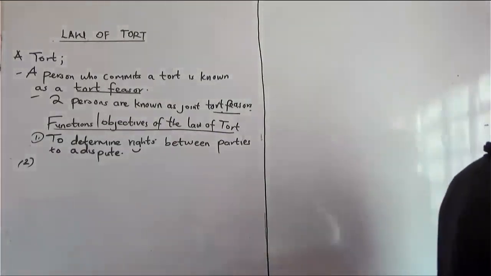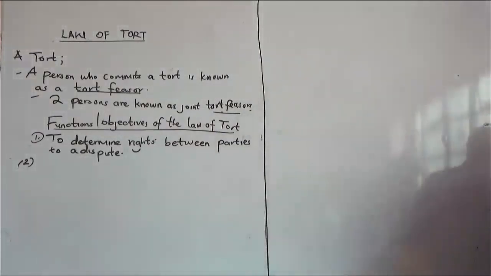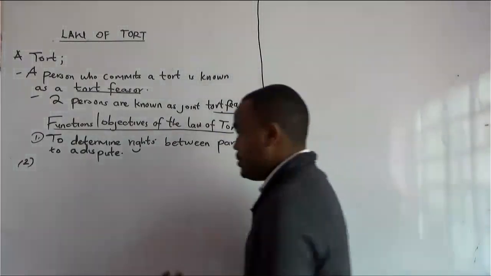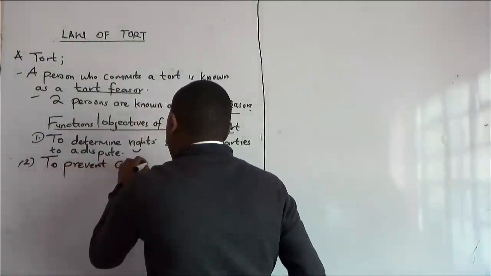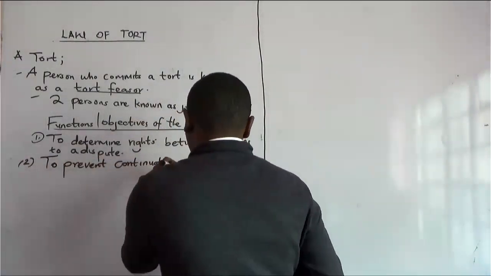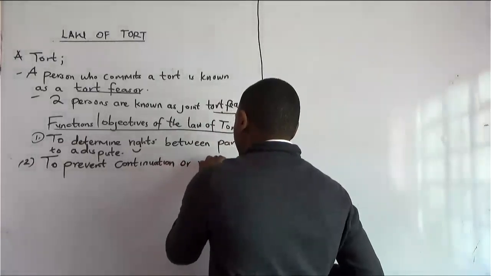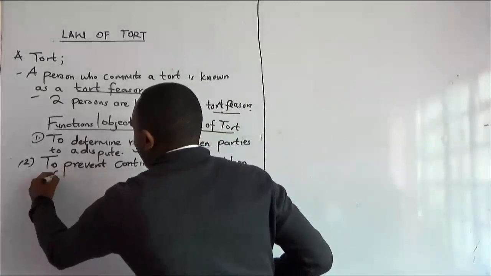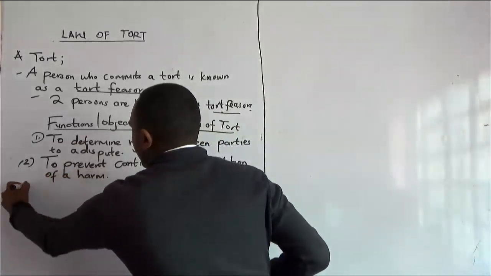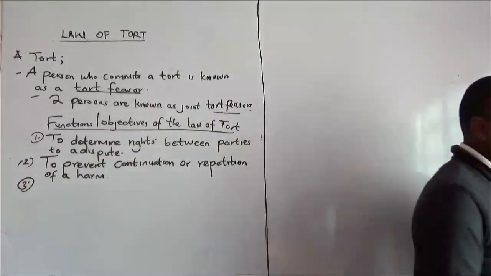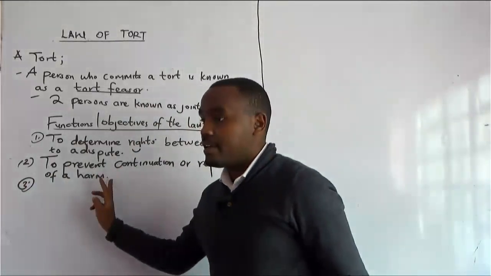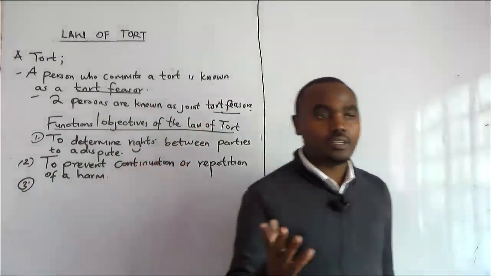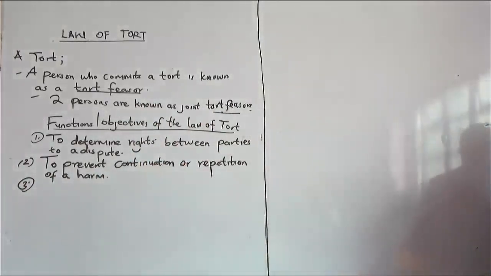The other one, you can say, to prevent continuation or repetition of a harm. How do we do that? It's by issuing injunction. The other one?